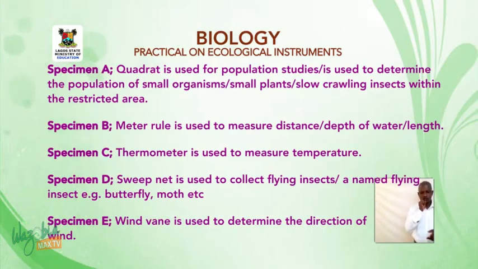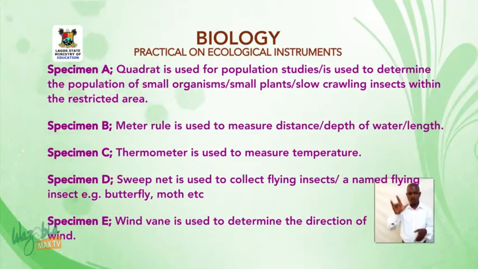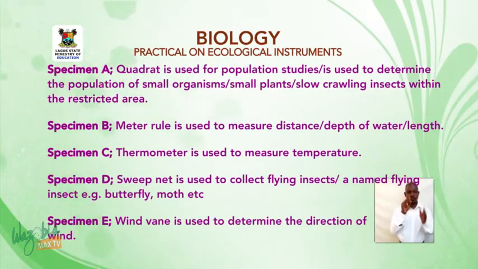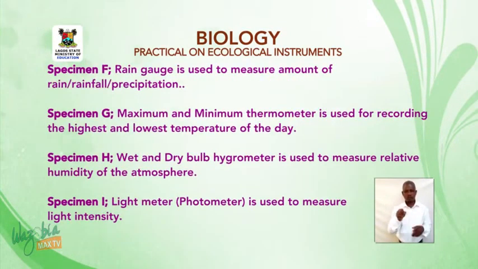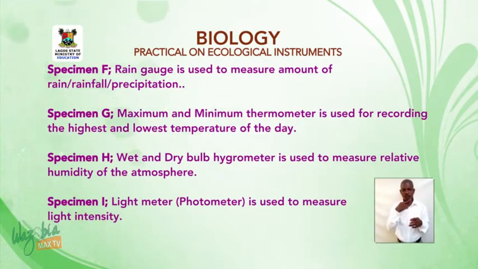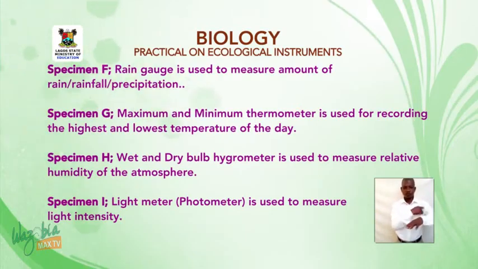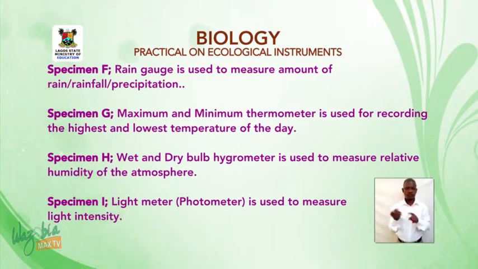Specimen D, sweep net, is used to collect flying insects or a named flying insect, example, butterfly, moth, etc. Specimen E, wind vane, is used to determine the direction of wind. Specimen F, rain gauge, is used to measure amount of rain or rainfall or precipitation. Specimen G, maximum and minimum thermometer, is used for recording the highest and lowest temperature of the day.